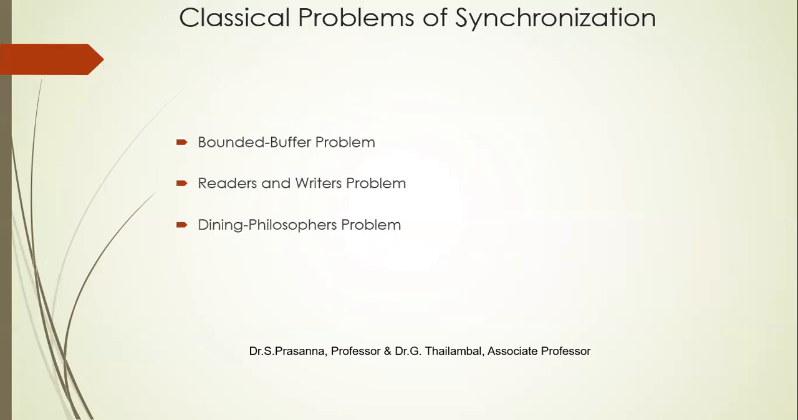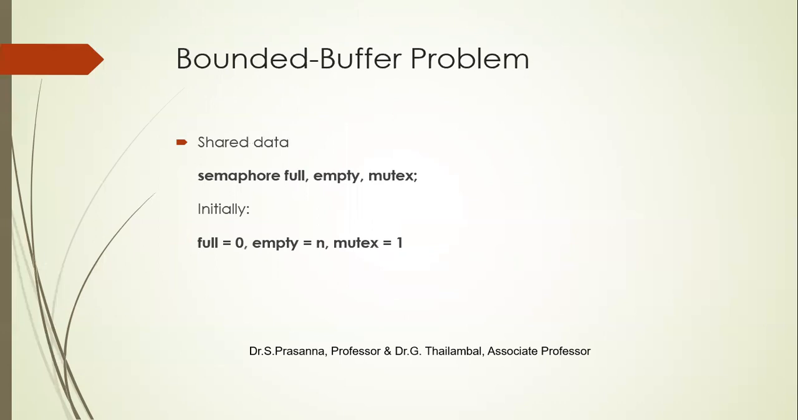So, the classic problems of synchronization. We have three examples of problems to show that synchronization needs to be done in a proper way: the bounded buffer problem, the readers writers problem, and the dining philosophers problem. In the bounded buffer problem, the shared data uses semaphores full, empty, and mutex, and initially full equals 0, empty equals n, and mutex is a semaphore variable.